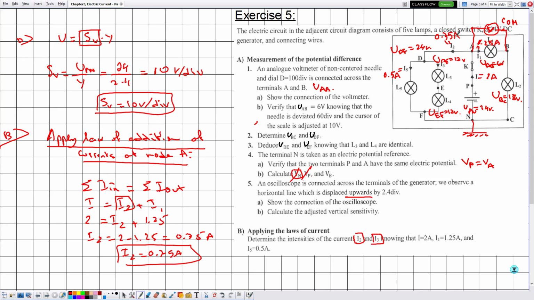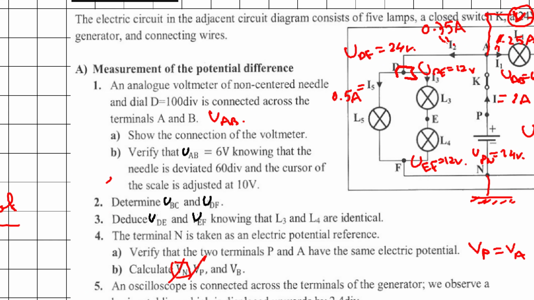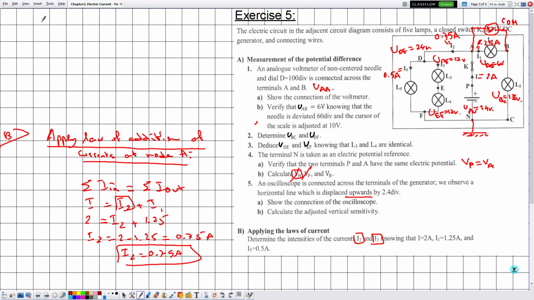0.75 amperes. And now we are interested in determining the value of I3, then applying the law of addition of currents at node D. Because the entering is I2, the leaving is I5, we know them, it's left to determine I3. Then apply the law of addition of currents at node D.